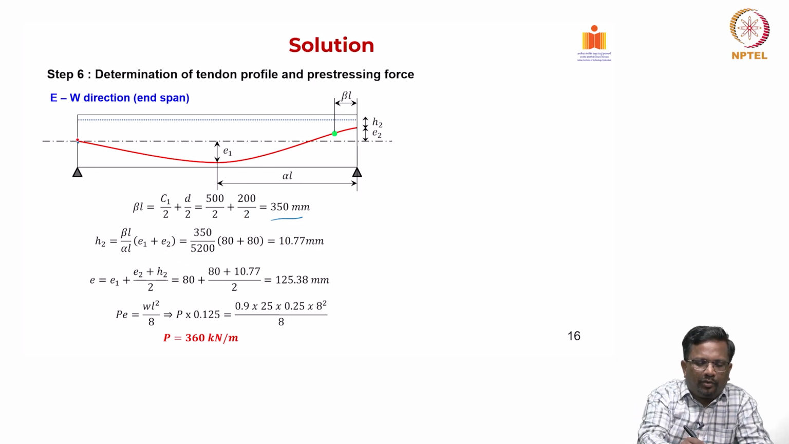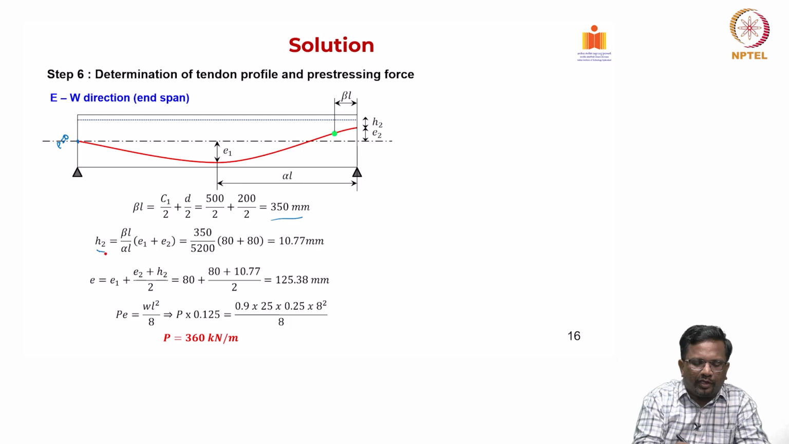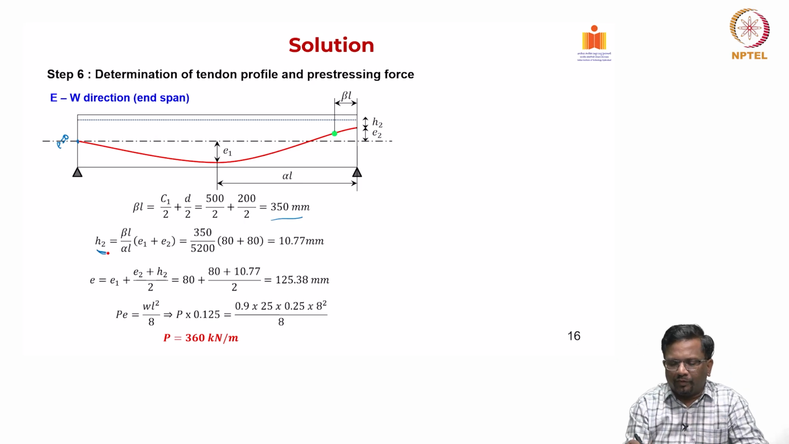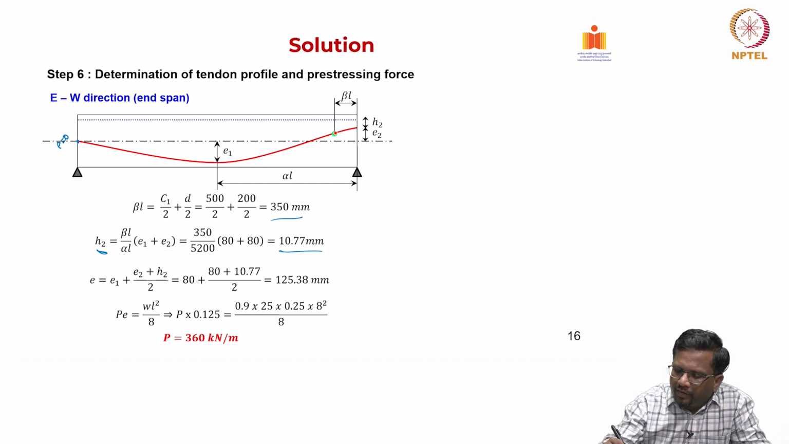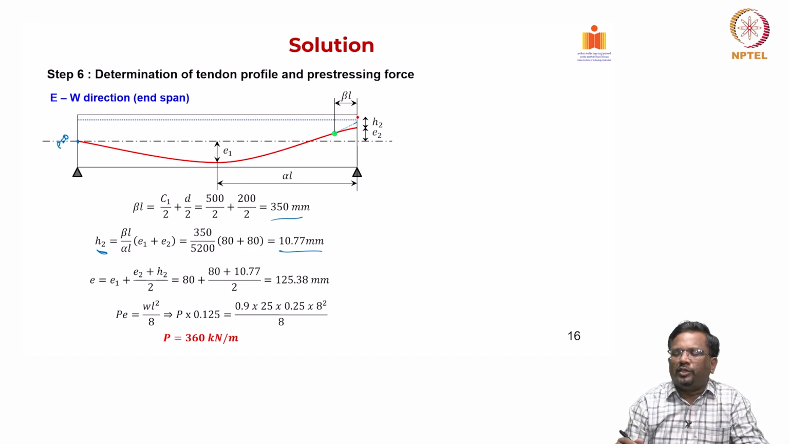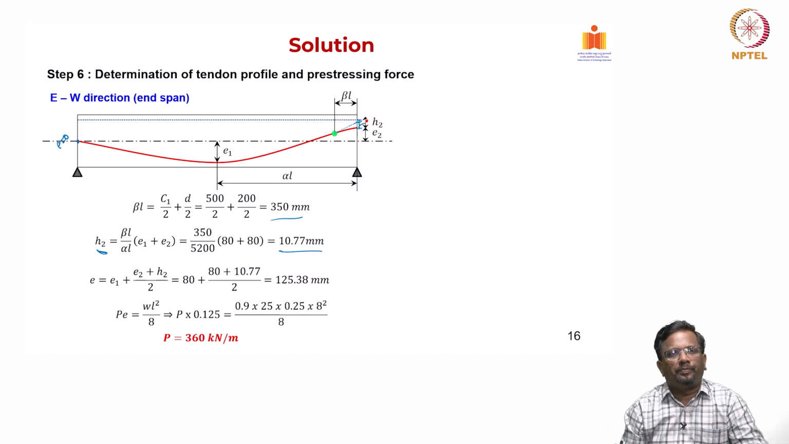Because this is in the end span, here your eccentricity E is equal to 0. So, here you have eccentricity and here you do not. The cable profile is changing, so accordingly the equation for H2 is also going to change. If you substitute that, your H2 works out to be 10.77 millimeters. So, as you know, what is H2? If the cable is extending, whatever that is going, that is your H2 that we are talking about. This distance is what H2 is, right.